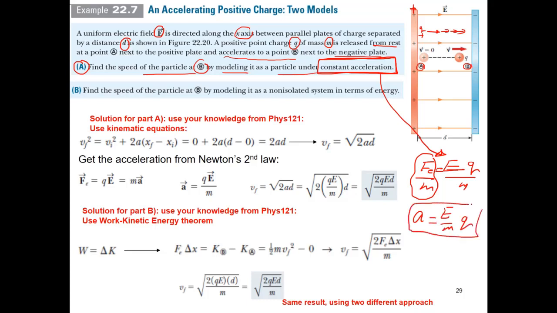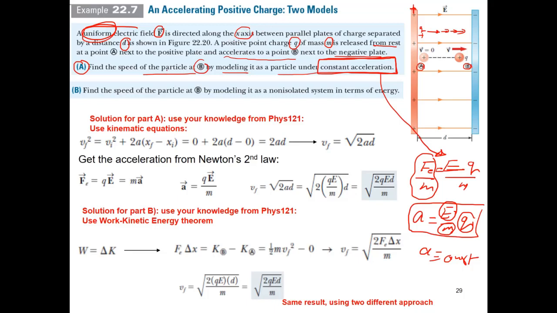How do I know this is constant? Well, let's think about it. Is the electric field constant? The question says yes, it's constant, uniform. Is mass constant? Yes. Is Q constant? Yes. So A is constant. Okay, now let's go back to the solution.